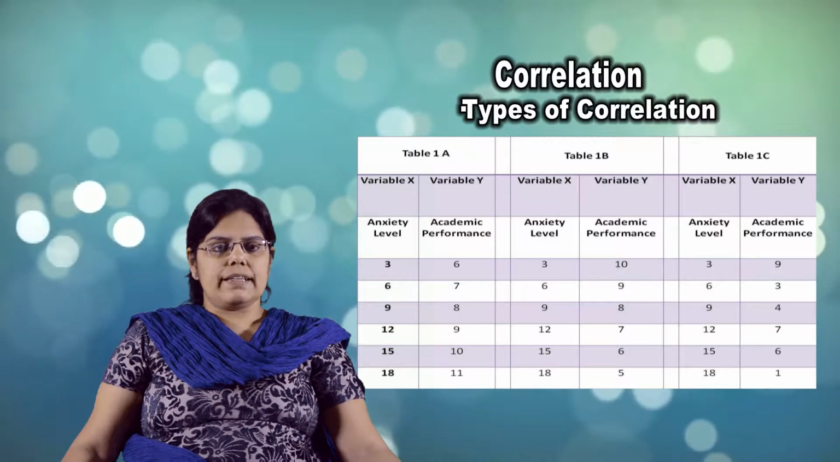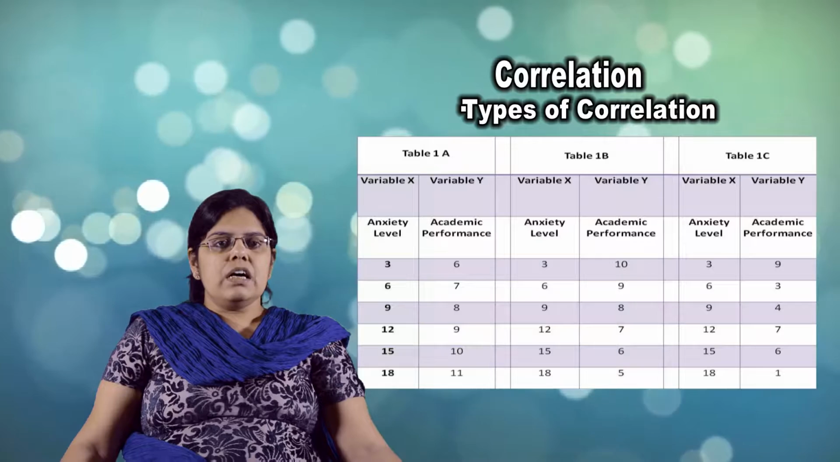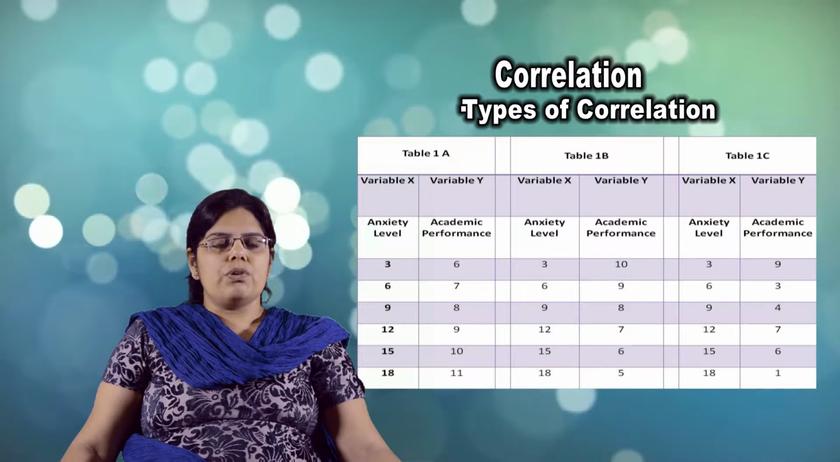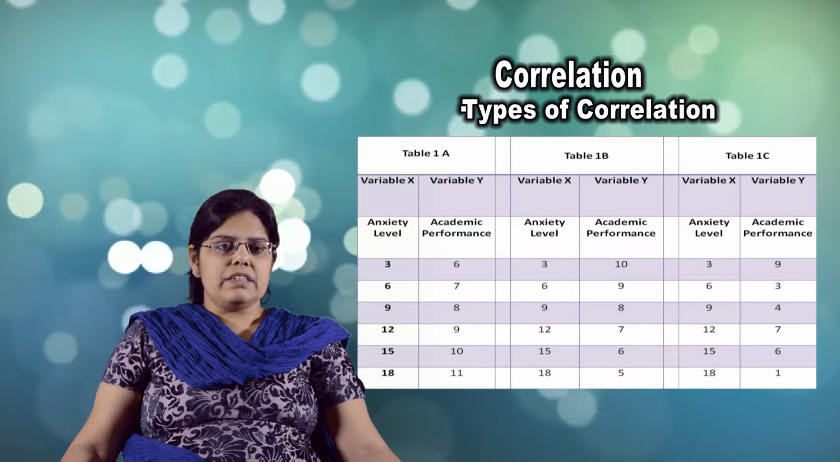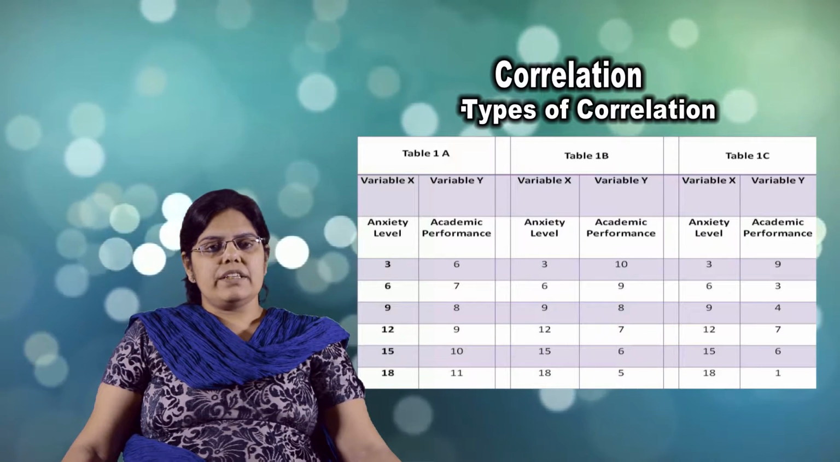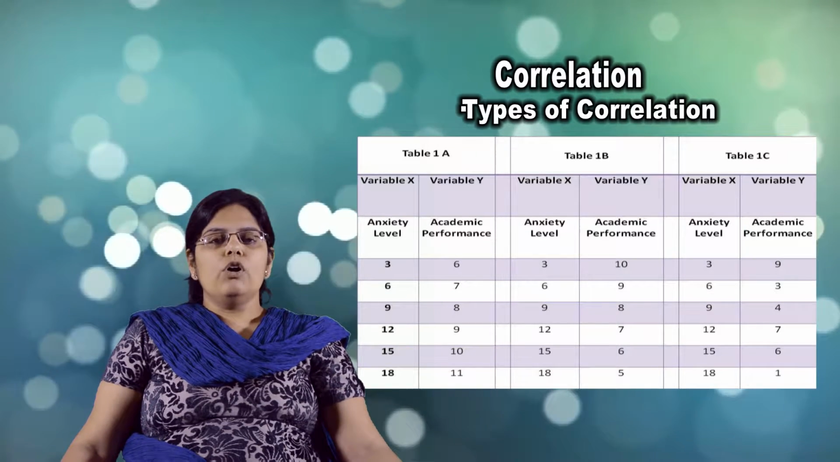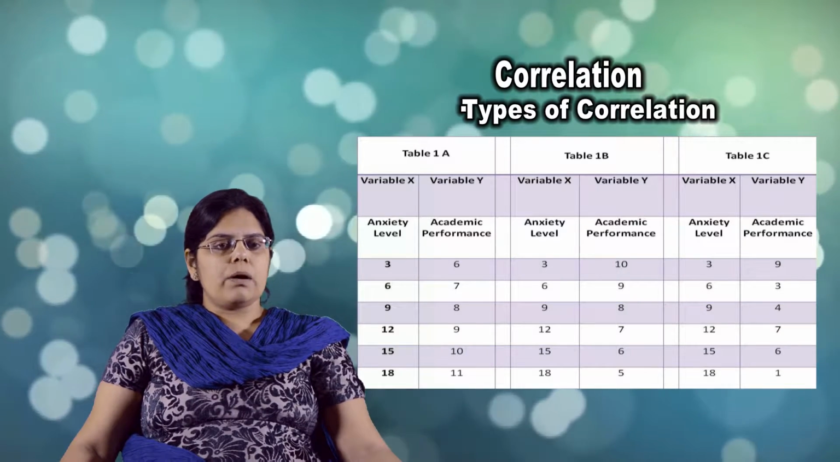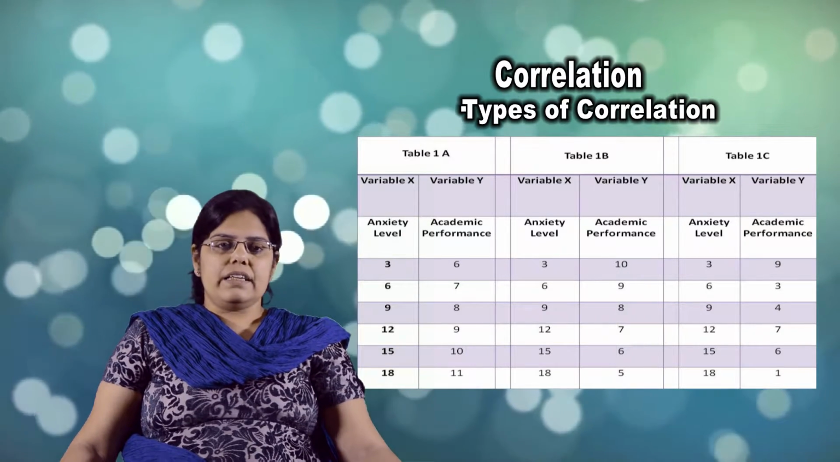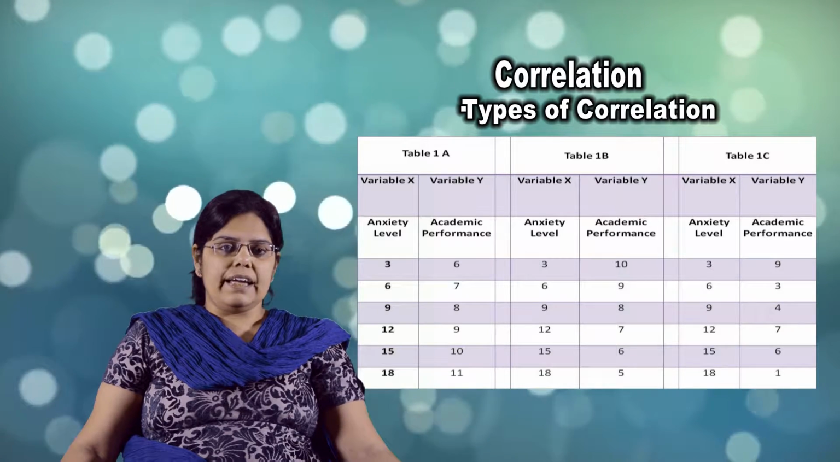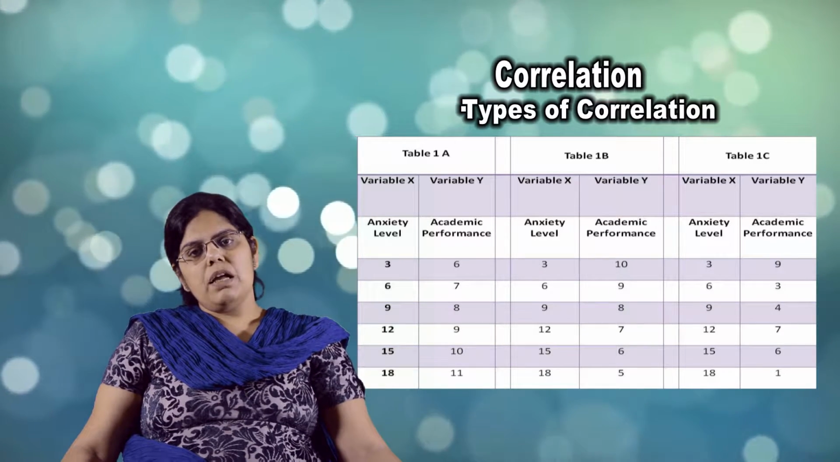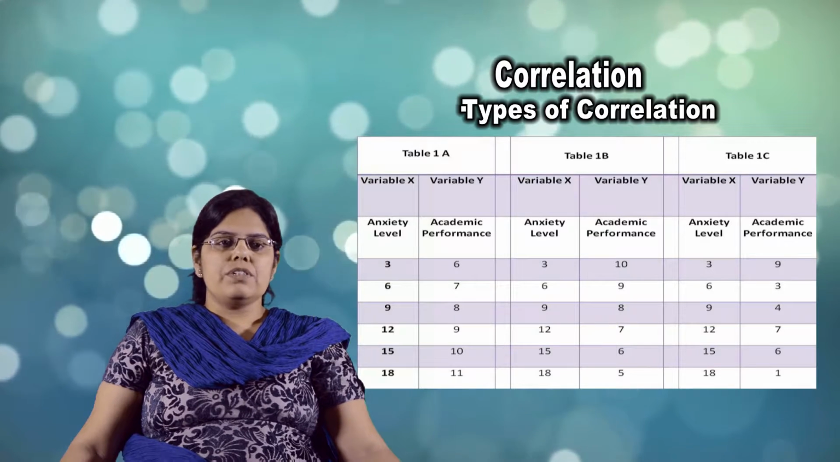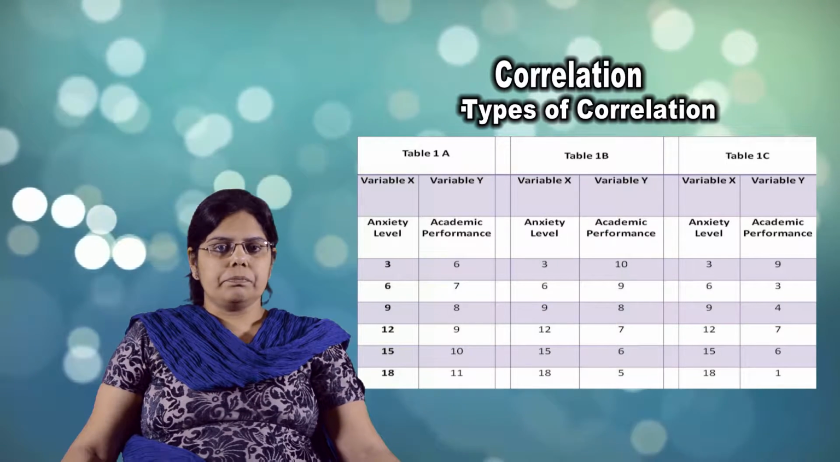Let's consider an example. Suppose a researcher is interested to know how anxiety levels affect academic grades in school children. Correlation analysis can help him to know the amount of relationship that exists between variable x, which is anxiety level, and variable y, which is academic performance.